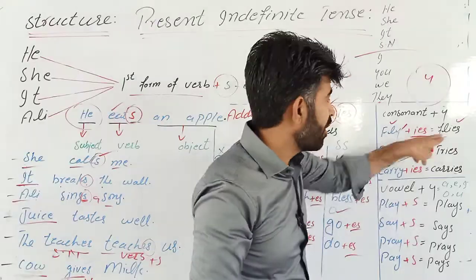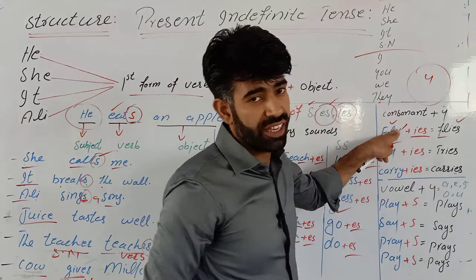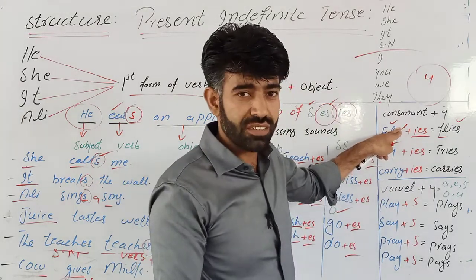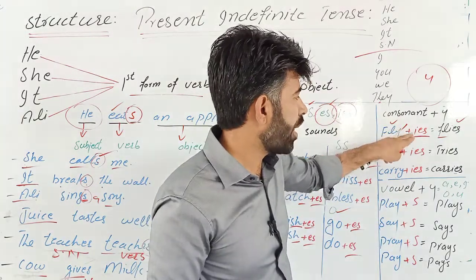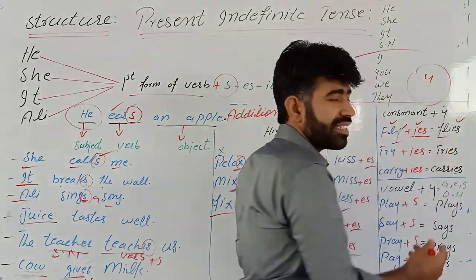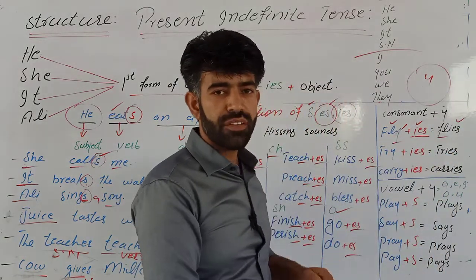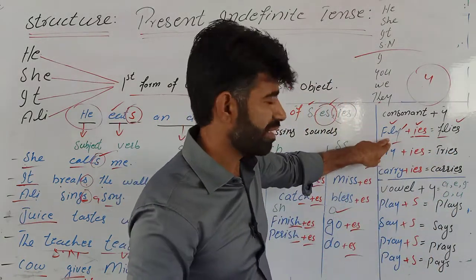Fly, flies. What did we do? We dropped this y. We dropped it. And instead of writing this y, what did we add? We added this I. And this is what you have to do in this case.